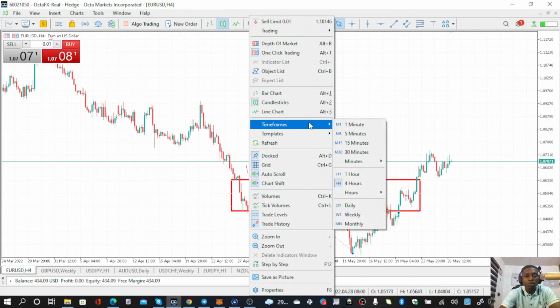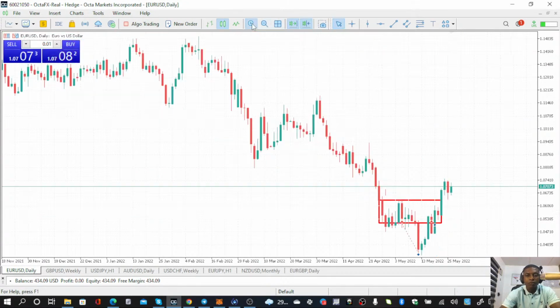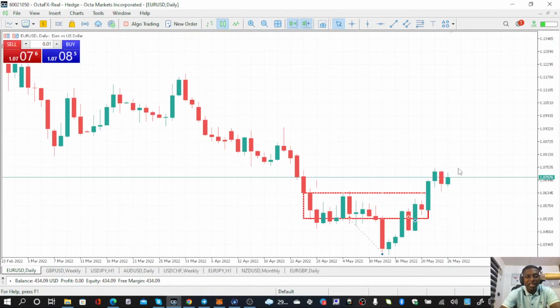So let's go back to the daily time frame. You can see it clearly here. There's a breakout already here, and there's a retest here. What do you think the opportunity of the fourth candle is telling you after a breakout? It's telling you to position for a buy, and that is what we are going to do.